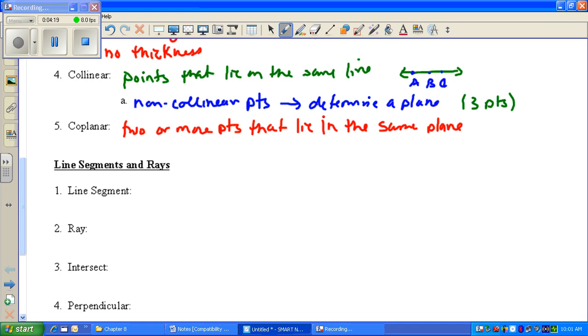So we'll be talking about this in our first exploration, this idea of points, lines, and planes, and being coplanar and collinear. So that concludes the first lecture of 8.1.